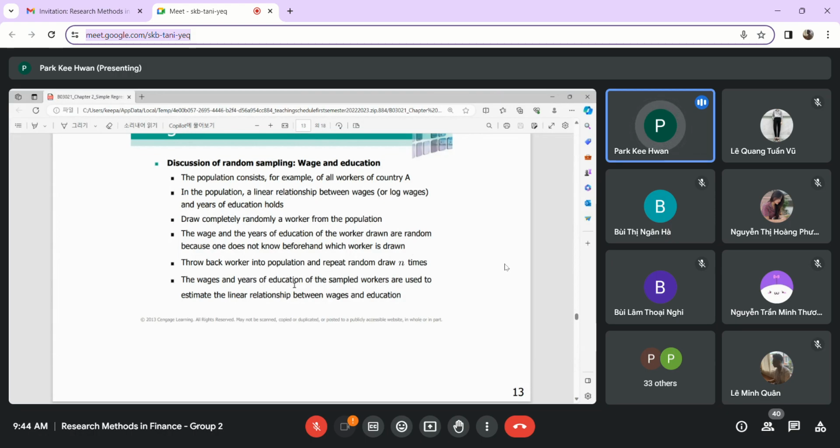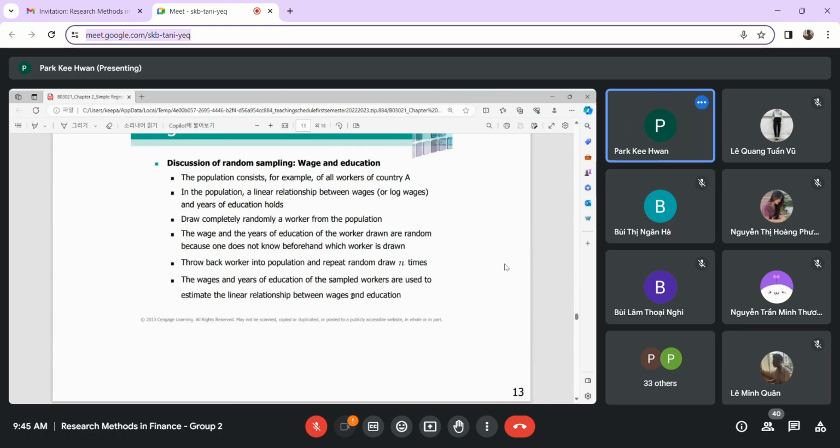If you do that, the wage and years of education of the sample workers, it could be n number of workers, will be used to estimate the linear relationship between wage and education. So the point is that we do not know beforehand which worker will be drawn. Okay, so you pick anyone from the population.